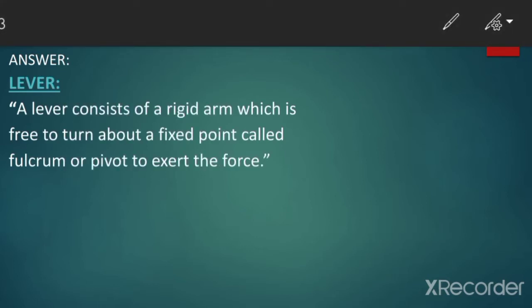A lever consists of a rigid arm. I am repeating again: a lever consists of a rigid arm which is free to turn about a fixed point called the fulcrum or pivot to exert the force. Basically, what is the function of a lever? A lever allows the object to turn, and that fixed point is said to be the fulcrum or pivot.